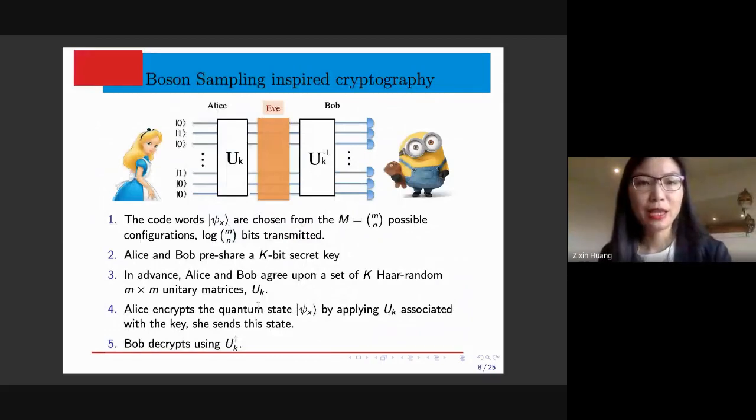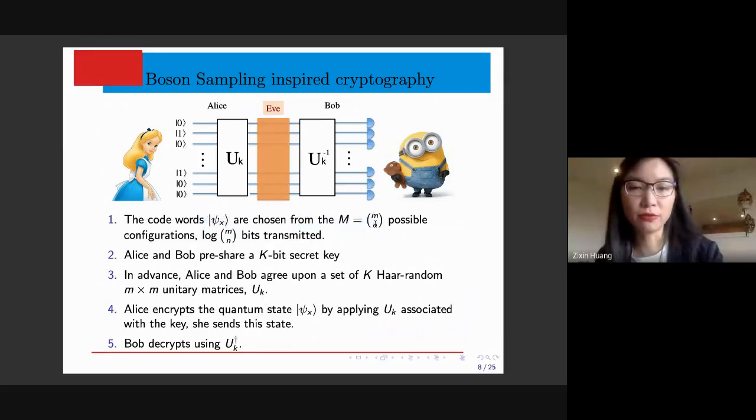So here, Alice and Bob are the two legitimate communicating parties, and Alice wants to send a message to Bob. Alice can choose her code words psi of x from the m choose n possible configurations of input photons. So she's using n photons, and there are m choose n possible ways of distributing them at the input. Each quantum state that she transmits carries log of m choose n bits.